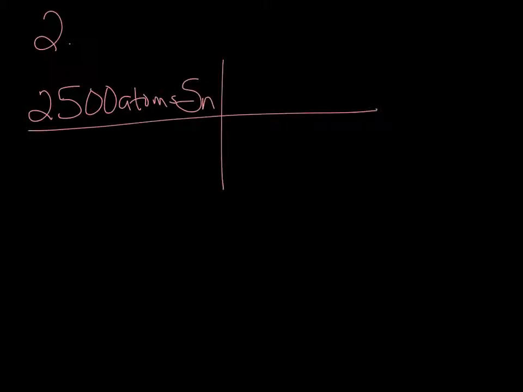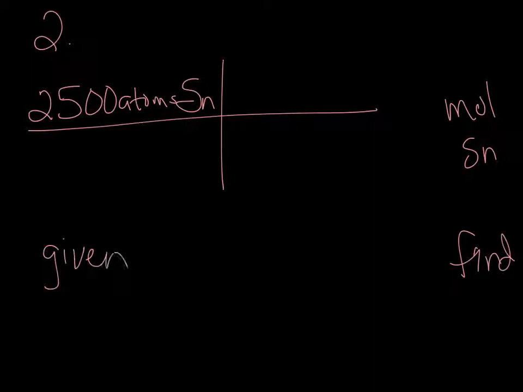We're on number 2. And so number 2, how many moles of tin are in 2,500 atoms of tin? So I'm going to start with 2,500 atoms. And this is of tin, which is Sn. And we're trying to find out how many moles of tin this is. So this is what I'm trying to find. Just to remind you, this is what I'm given. So we're trying to go over to this.